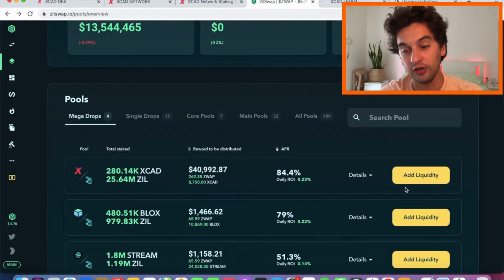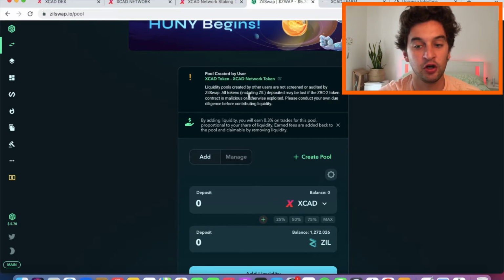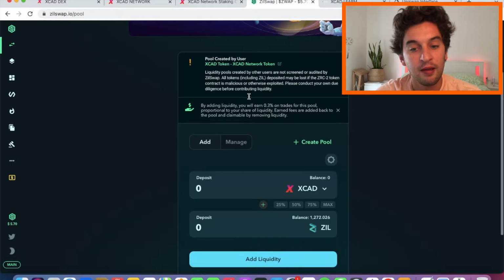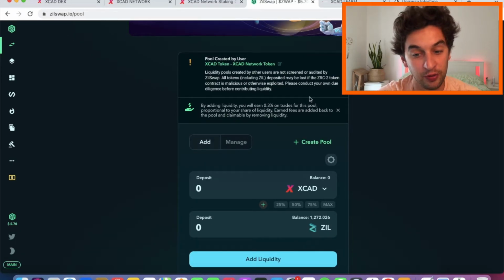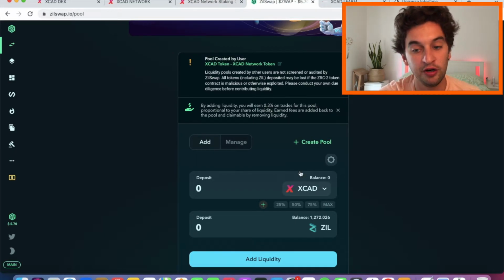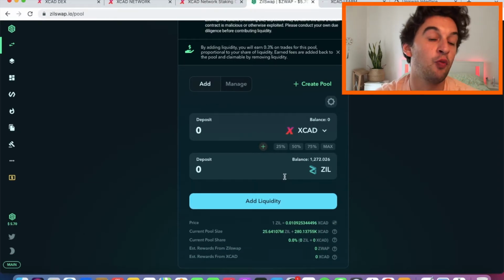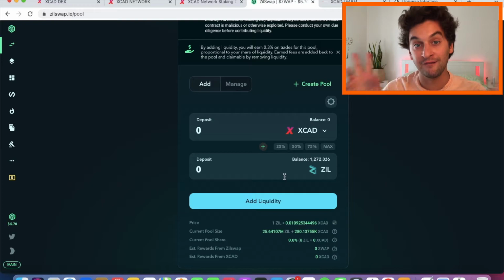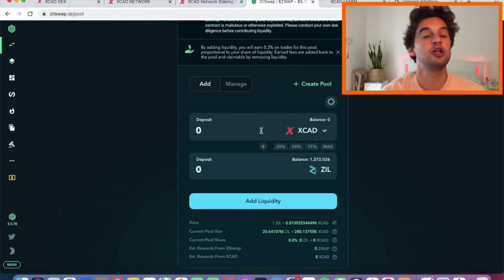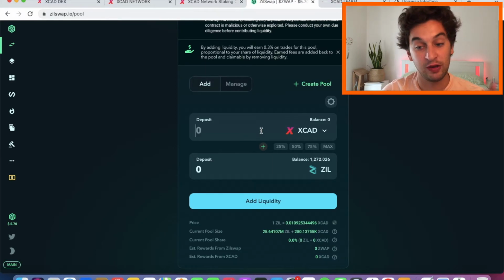Here on ZilSwap, for this, you will need to add liquidity. Once again, you need to add liquidity. Over here, it says that liquidity pools created by other users are not screened or audited by ZilSwap. By adding liquidity, you will earn 0.3% on trades for this pool, proportional to your share of liquidity. Earned fees are added back to the pool and claimed by removing liquidity. So here you need to do a one-to-one with the XCAD and the Zilliqa value. If you have $1,000, you put $500 and $500 of both. It has to be one-to-one.